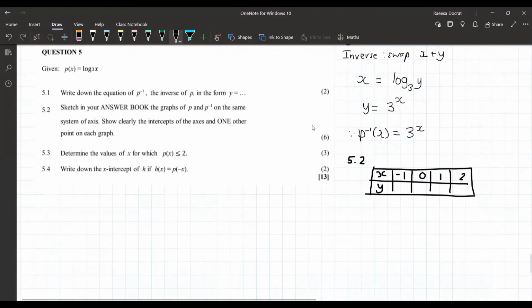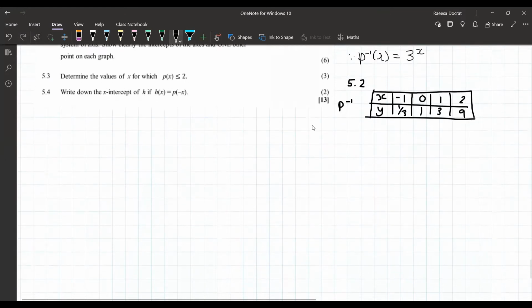and substituting it in this. So this here is for p inverse. We're going to get 3 to the power of minus 1, which is a third. 3 to the power of 0 is 1, then 3, and 9. And we know from the properties of an inverse that for p, to get the coordinates, we swap the x and the y. So now this will be y and this will be x, and we'll have the same coordinates. That's one of the properties of an inverse.